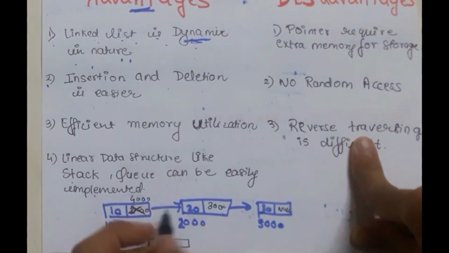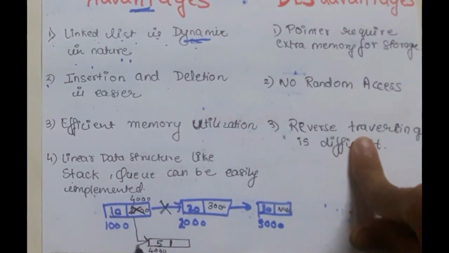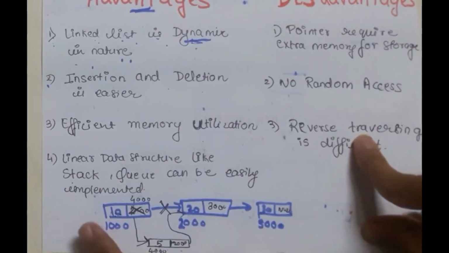And now this node will not point here. This node will point here. And this node will contain the address of this node, that is 2000. And now this node will point here. So in this way, a node can be easily inserted into this linked list, isn't it? So insertion and deletion is easier.